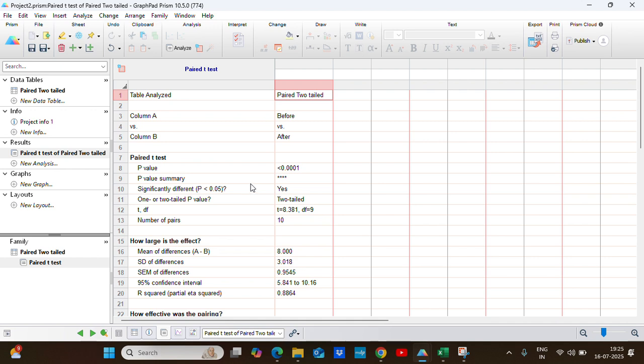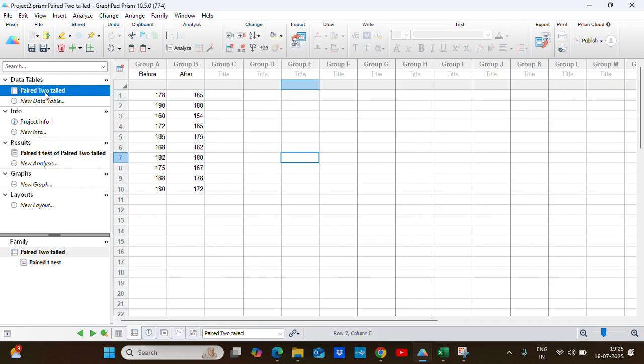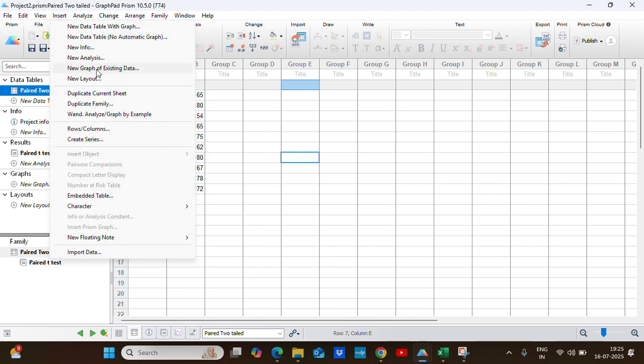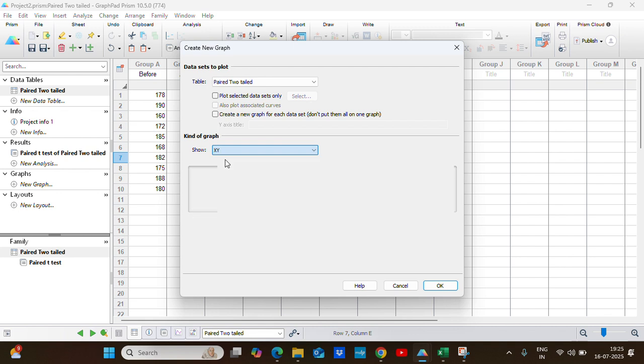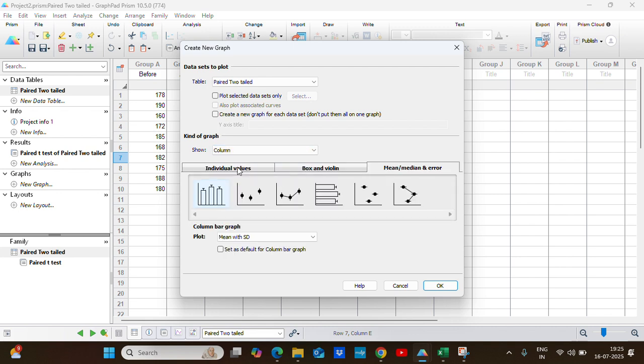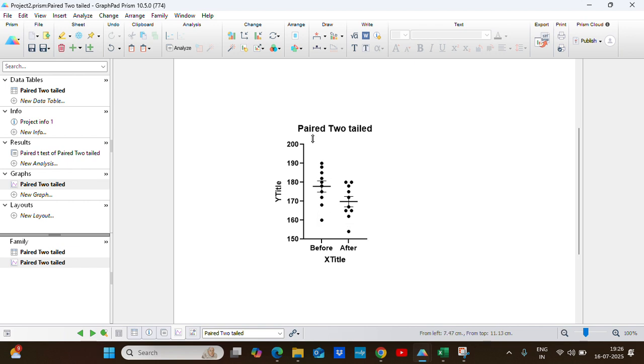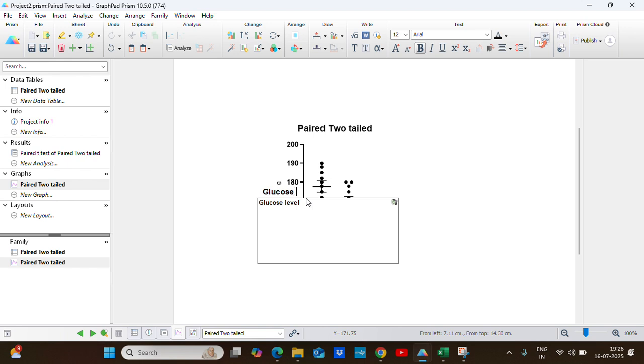Okay, so now let's see how to represent this in graph form. This is our result. Now select the data set, insert new graph of existing data. Select this one, mean with standard error of mean. Okay, so we got this data. Now let's put the y-axis as glucose level.